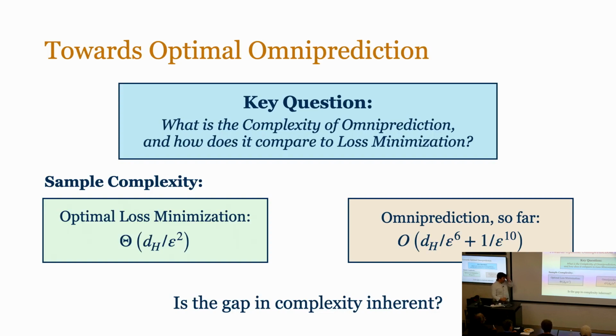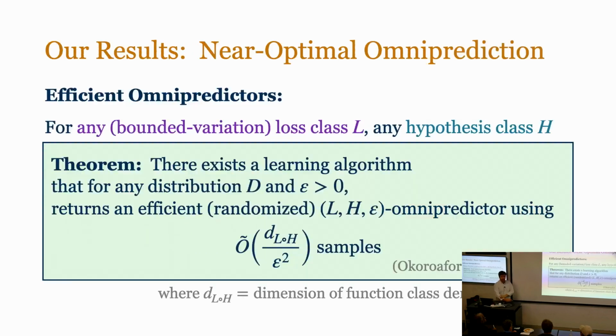Okay, and that's what we study in this latest work. And we show that, in fact, there's essentially no gap. Essentially, you can, up to very small order terms that we have some belief that we can get rid of, or, we'll see. It's up to small order terms. We achieve omniprediction in nearly loss minimization complexity.